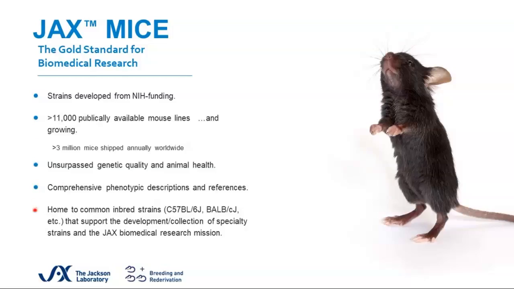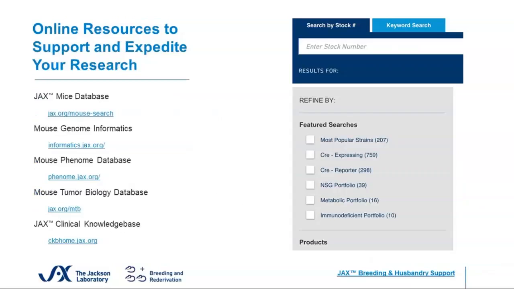We are home to the common inbred strains like C57 Black 6J and Balb CJ, and it's the use of those mice that supports the development and collection of all the other specialty strains, as well as all of the other research resources that we make available. And these do include, starts with our JAX Mice database, which is our online catalog where you can search for mouse strains, but also find information on reported phenotypes and references of other people who have used those mice.